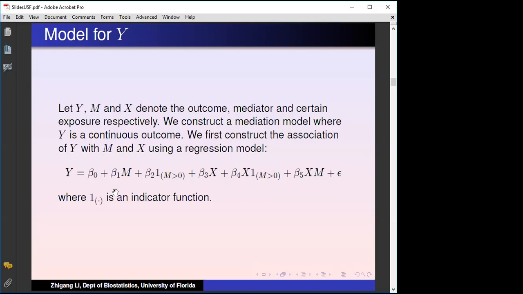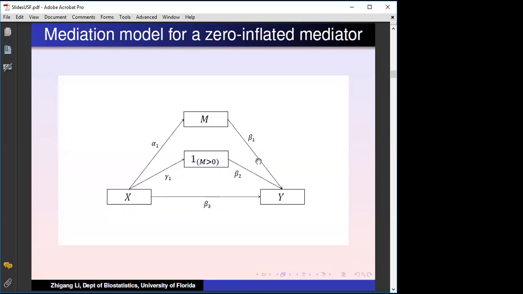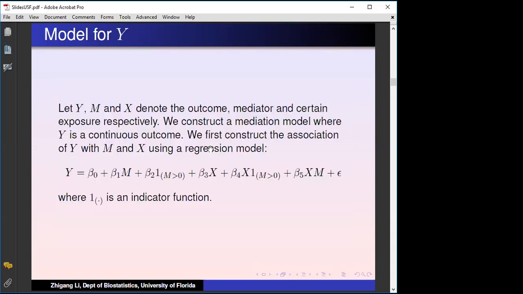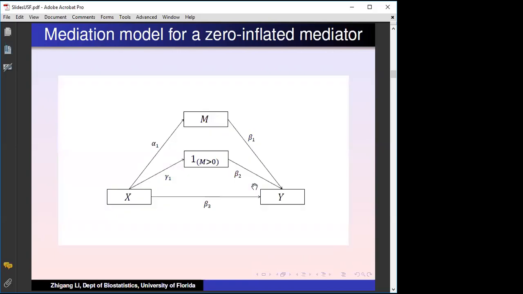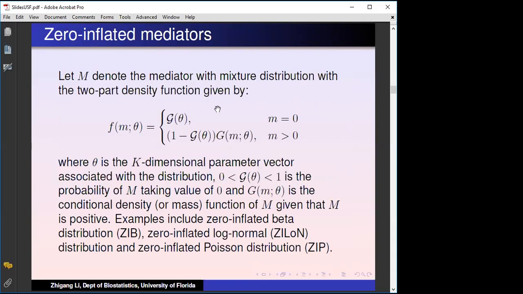So this model basically models beta 1, beta 2, beta 3, the effects of the associations between Y and the exposure and the mediators. Also, of course, we included the interaction here. And we still need models to characterize the association between the exposure and the mediator. Before we do that, we need a model for the mediator distribution. Since it's a zero-inflated mediator, we need a zero-inflated distribution.